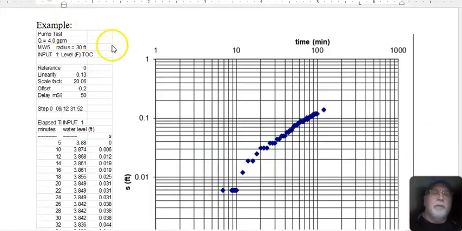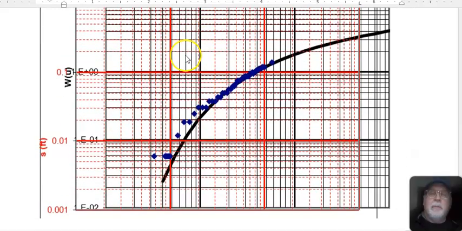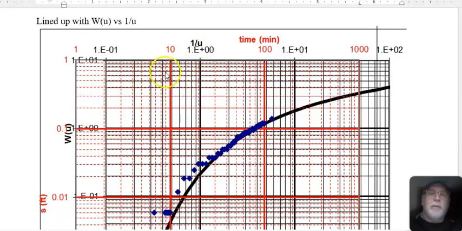Returning to your notes, this is the example. So this is data I have. Q is 4 gallons per minute. I think this is one from our underground storage tank sites that I pulled off. So this is our data plotted on a log-log scale, and then I matched it to the W of U versus 1 over U curve.